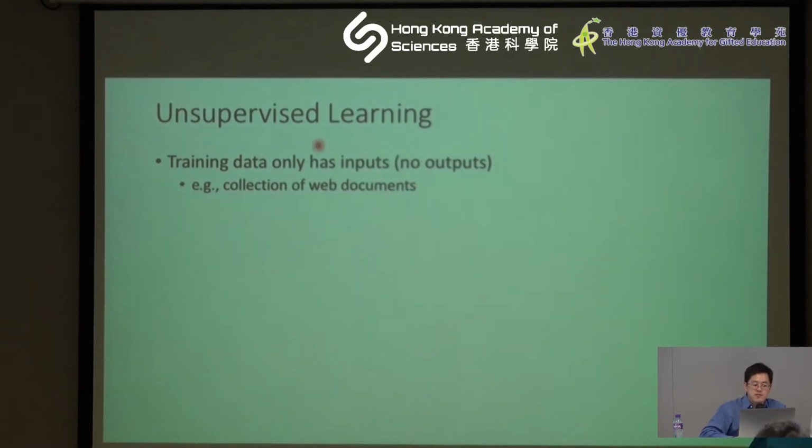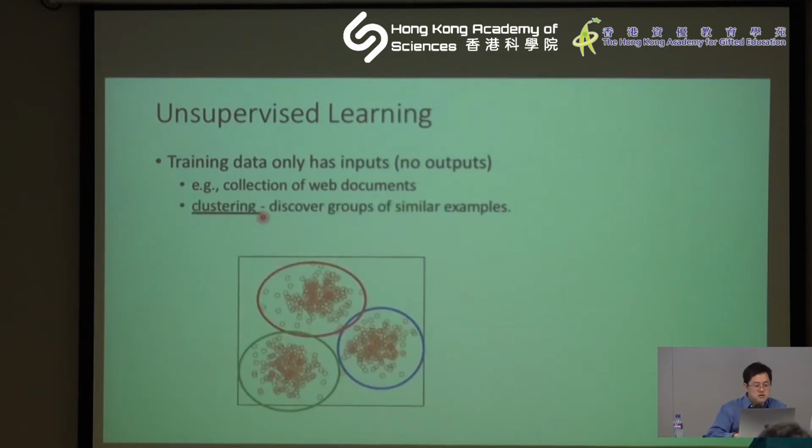Okay. A second type of learning is called unsupervised learning. That means that we only have the inputs. So we only have images, or we only have documents. And now our goal is to organize them somehow. Okay, so there are two ways of doing this. One is called clustering, which means that we try to find similar examples and put them together.